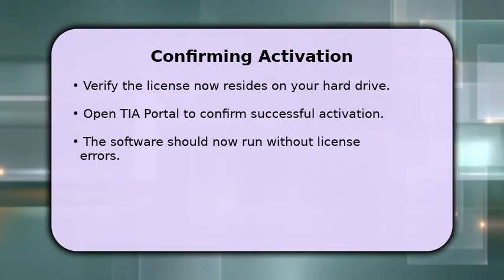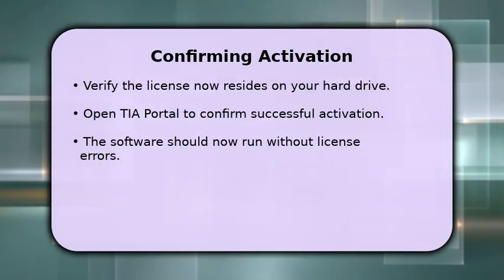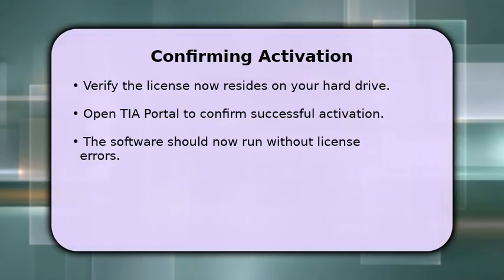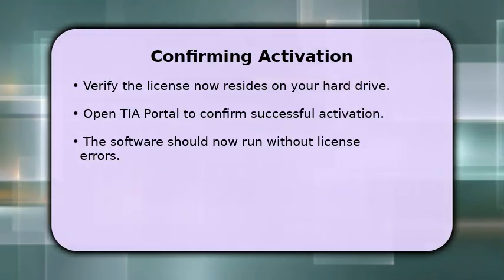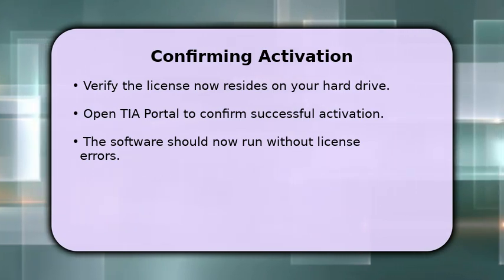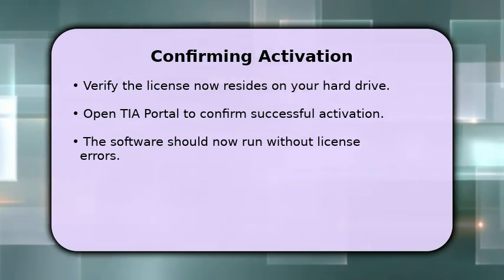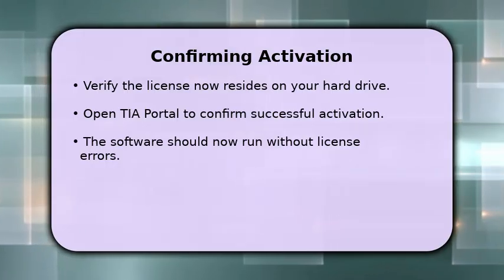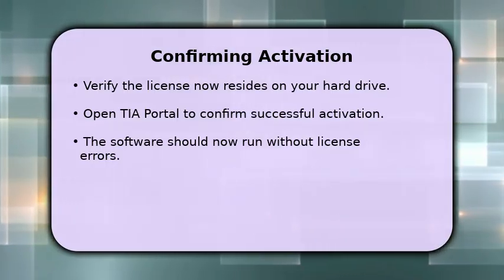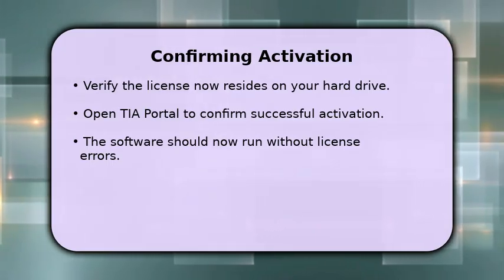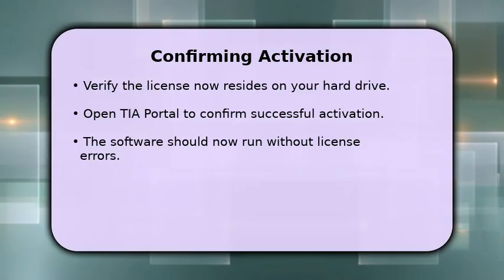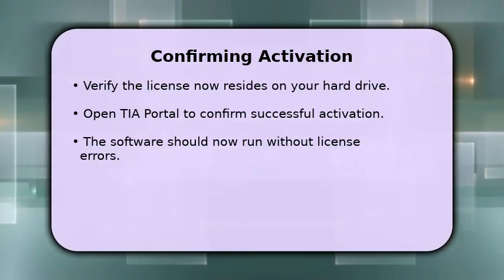After the transfer is complete, select your computer's hard drive within the Automation License Manager to confirm that your license now resides there. You can then close the manager and open TIA Portal. The software should now launch without any license-related errors, indicating successful activation. Remember, if you are using a trial version, it typically provides full functionality for 21 days.